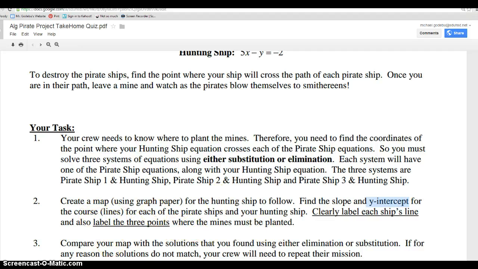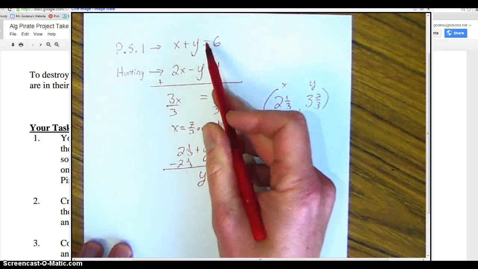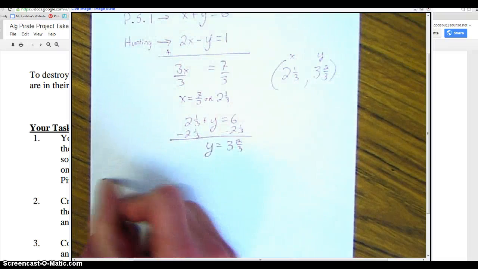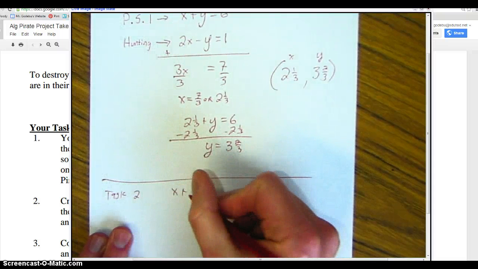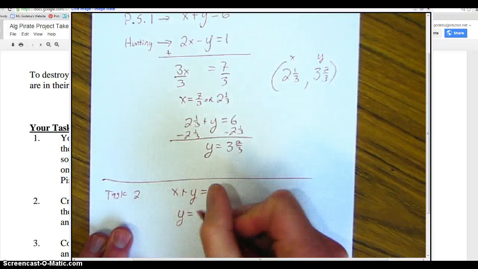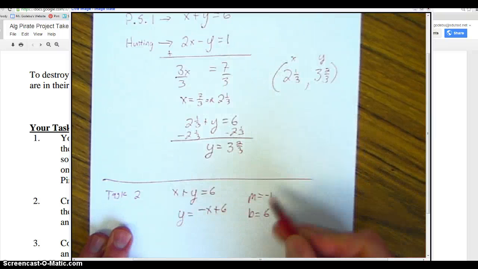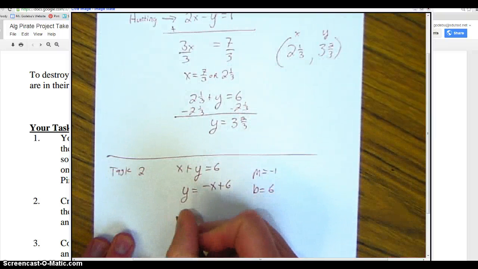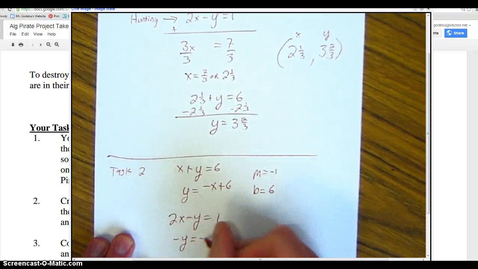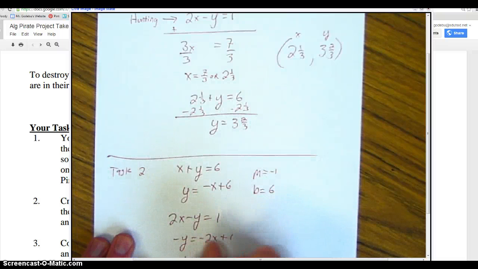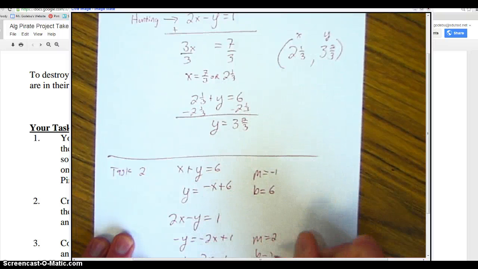Now, if I go back to this, this is my hunting ship and this is my pirate ship. If I isolate y and find m and b, this is now task 2. The top one is pretty easy. x plus y equals 6, so y equals negative x plus 6. m is negative 1, b is 6. I know how to graph that. The other equation, 2x minus y equals 1. Negative y equals negative 2x plus 1. So y equals positive 2x minus 1. m is 2, b is negative 1.